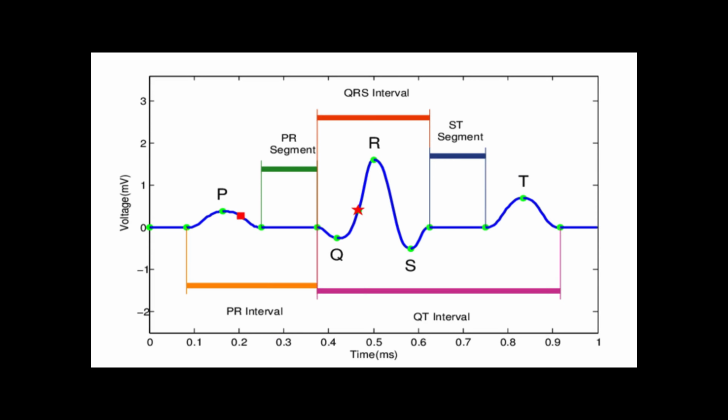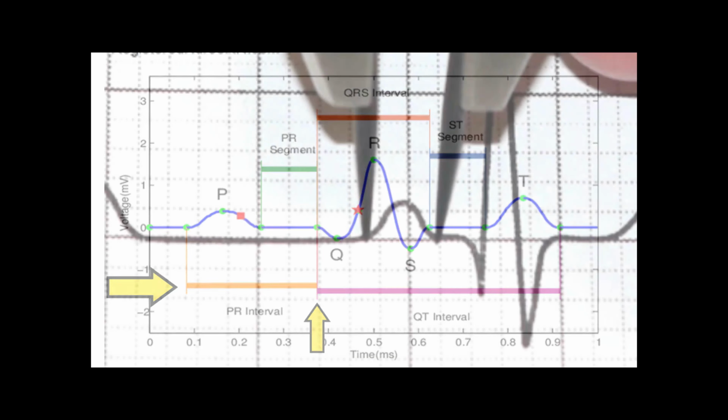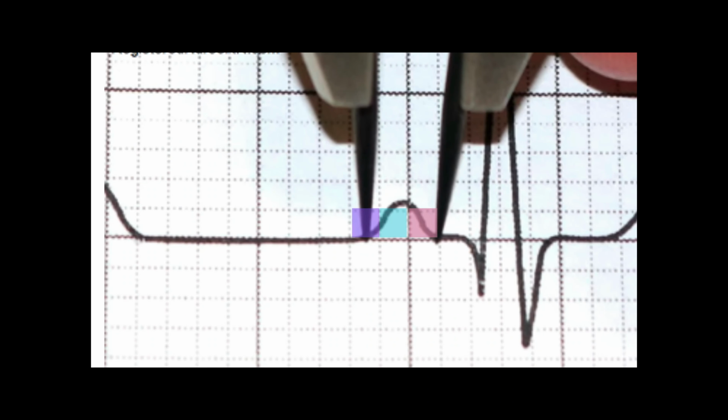As we've learned, the PR interval is measured from the beginning of the P wave to the beginning of the QRS complex. A normal reading should be between 3 to 5 small boxes.